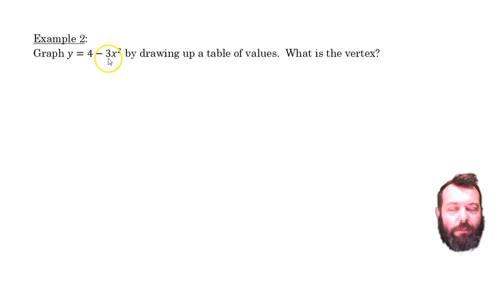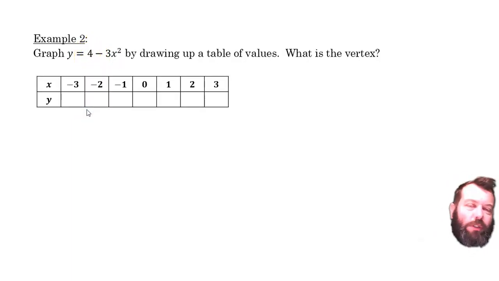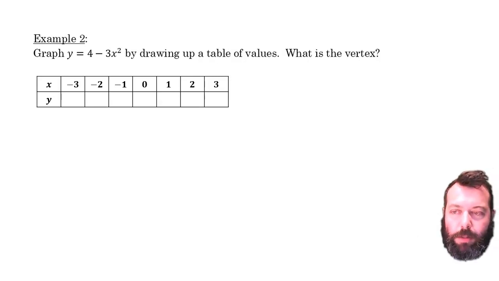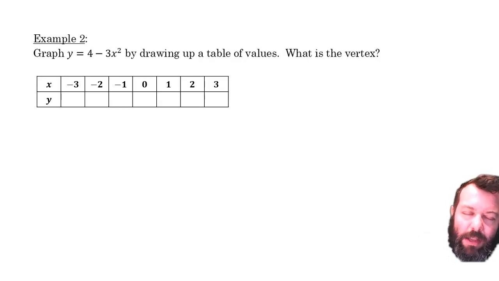It's got a negative before the x squared. So that means it's going to be concave down, and its y-intercept, the vertex, will be at 4. But I'm just going to draw up a table of values. It hasn't told us what values of x to use, but I'm going to go from -3 to 3. I think that covers us reasonably well.